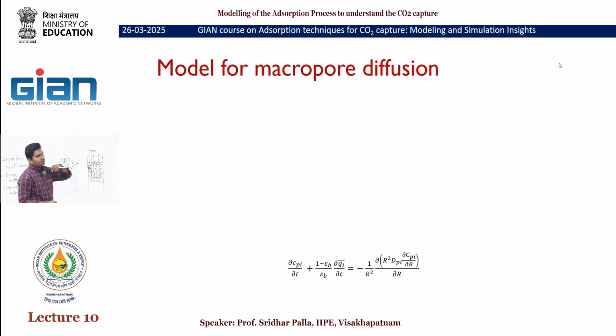So, this is the equation we will use to estimate the concentration of the gas, the CO2, that is diffused through the macropore. This looks similar to the bed equation. However, here we have the accumulation inside the particle, inside the pellet, and also the amount of the gas that is adsorbed on the micropore or the particle, not on the pellet. This is again the diffusion inside the macropore.